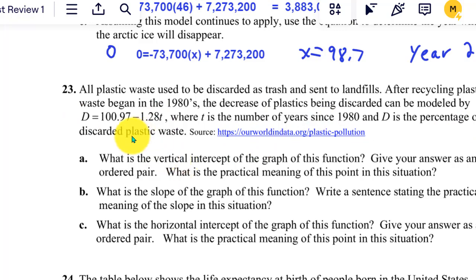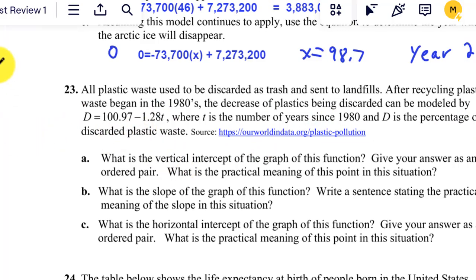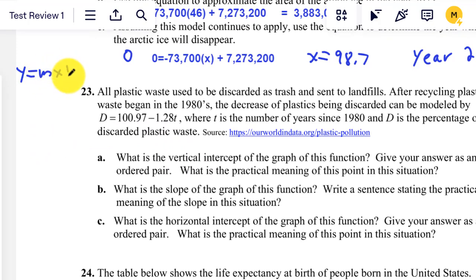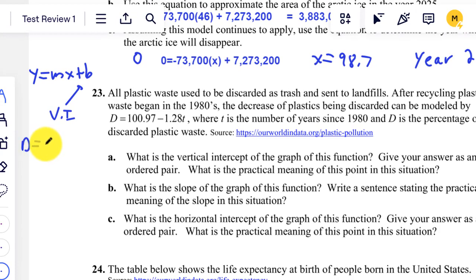So the vertical intercept, remember, when we have y equals mx plus b, the b is your vertical intercept. I'm abbreviating VI. So if we rewrite this equation, it would look like this. D equals negative 1.28, that's your slope, times T for time, plus 100.97. So your vertical intercept would be the 100.97.